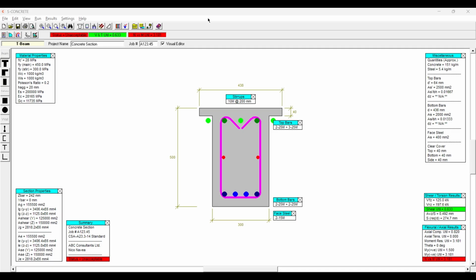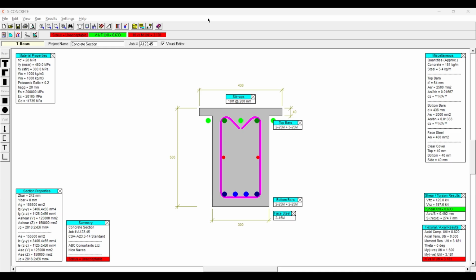So the summary of the input data: beam width is 300 mm, beam height 500 mm, effective depth 437.5 mm. The beam span is 8.0 meter. Concrete cover is 40 mm. Concrete strength is 28 MPa. Steel yield strength is 415 MPa. Stirrup steel yield strength is 275 MPa.